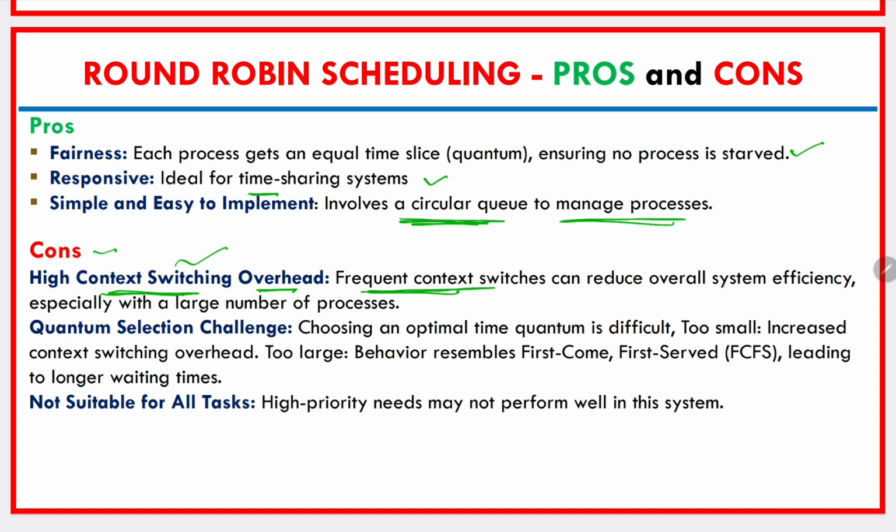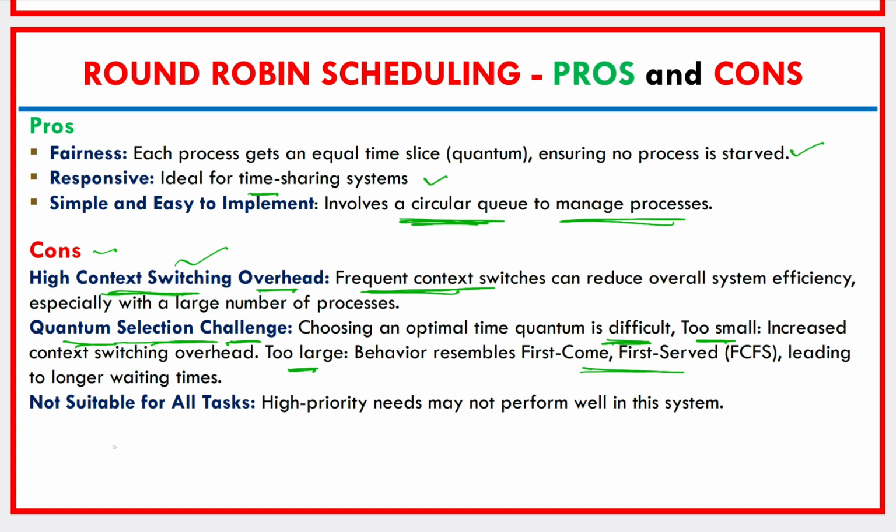The second issue is the selection of the quantum. Setting the optimal quantum for a system is itself a challenge. It is quite difficult. We have observed that if it is too small, the context switching is on the larger side, and if it is too large, the behavior of the system would be just like a first come first serve algorithm. This means some processes might have to wait for larger periods of time. And we have seen that FCFS might also lead to a convoy effect.